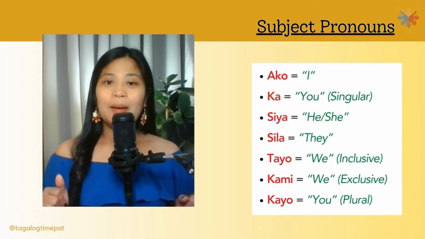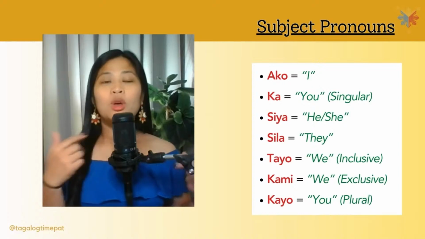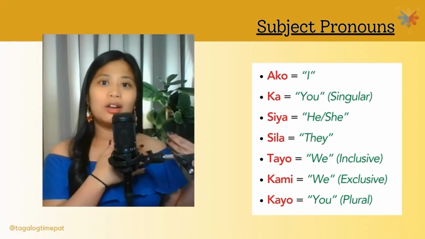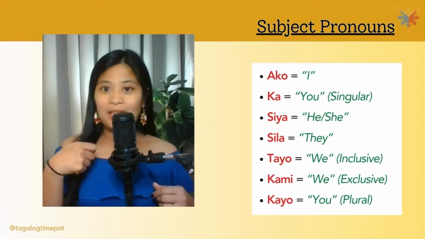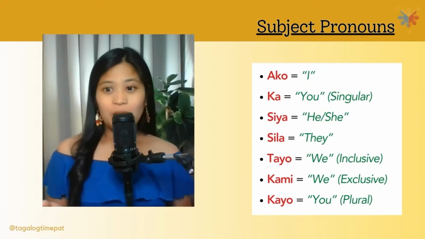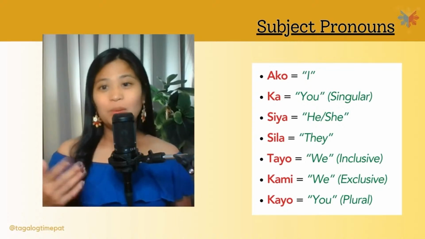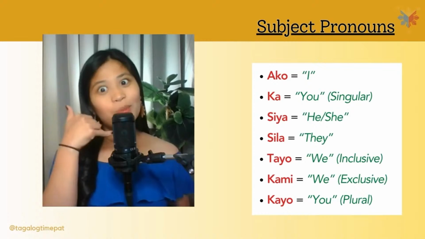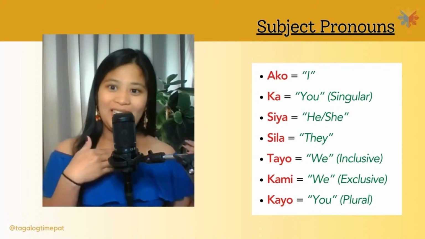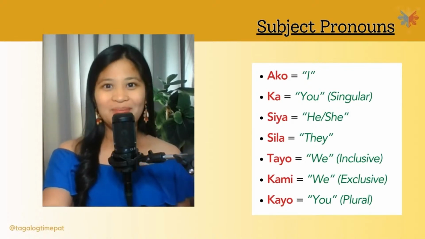Versus kami means me and someone else. So me and my husband Chris, we are eating. Kumakain kami. We are eating. You're not doing the action. I'm just telling you about it. So maybe you're calling me and I'm like, oh, kumakain kami. We are eating. So that's exclusive.